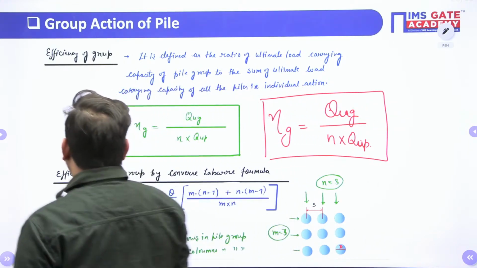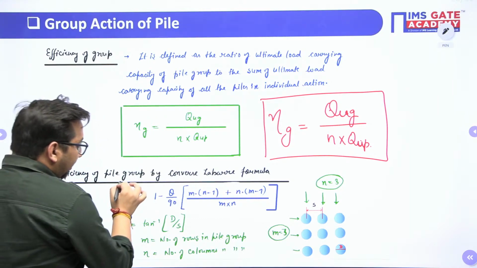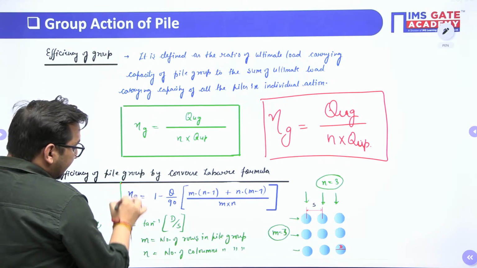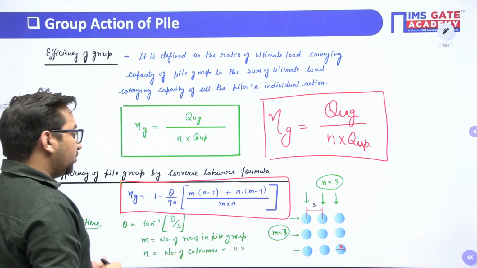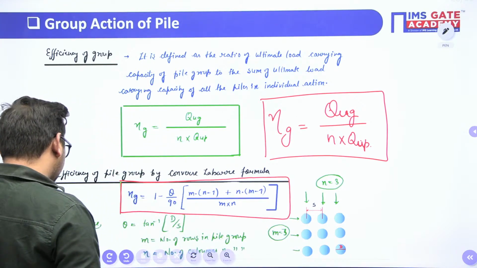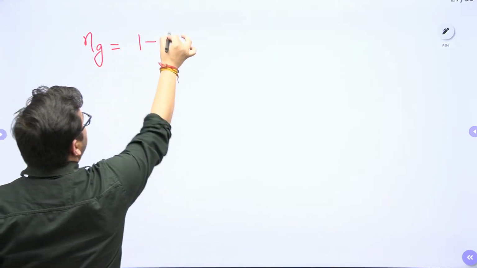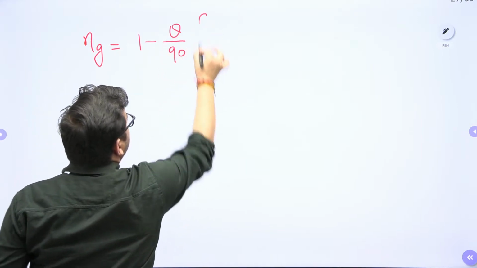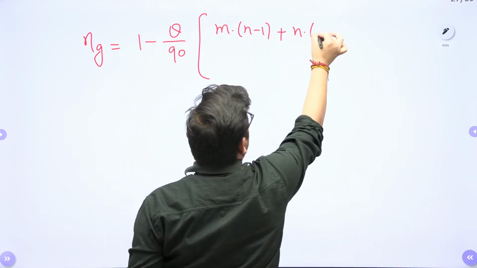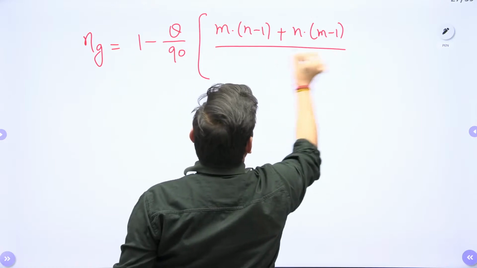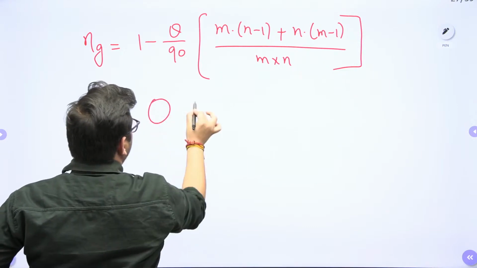right. There is one empirical relation also known as the Converse-Labarre formula. So according to the Converse-Labarre formula, your efficiency of pile group is 1 minus theta by 90 into [m into (n minus 1) plus n into (m minus 1)] upon m into n. I will write it again for you if it is not visible here. So efficiency of group pile is 1 minus theta by 90 into [m into (n minus 1) plus n into (m minus 1)] upon m into n. What are these m and n values? Let's suppose this is your group of piles.